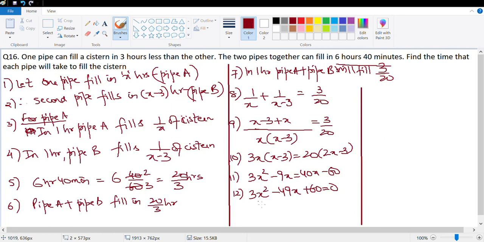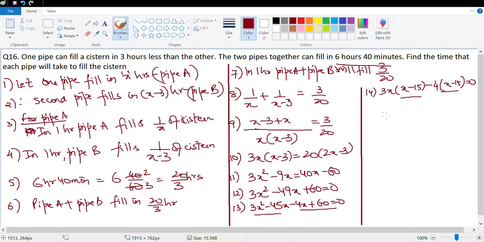So 180 can be 45 into 4. Yes, that's correct. So negative 45 into negative 4. Sorry. So 3x square minus 45x minus 4x plus 60 is equal to 0. Grouping it the way I've underlined, we get 3x times x minus 15, not plus, minus 4 times x minus 15 is equal to 0. X minus 15 is common. So x minus 15 times 3x minus 4 is equal to 0, which means x is equal to 15 or x is equal to 4 by 3.